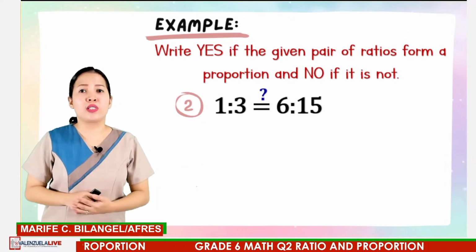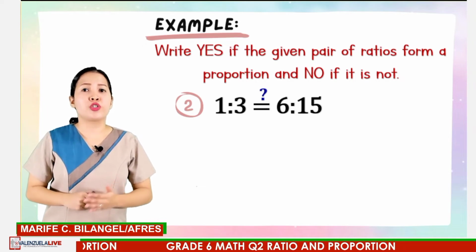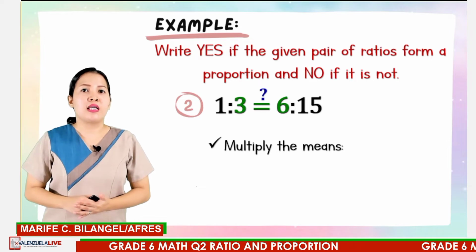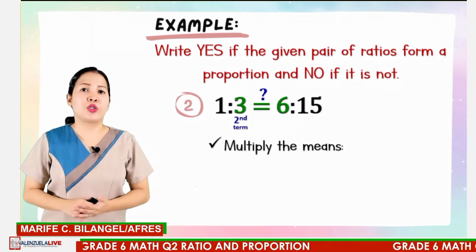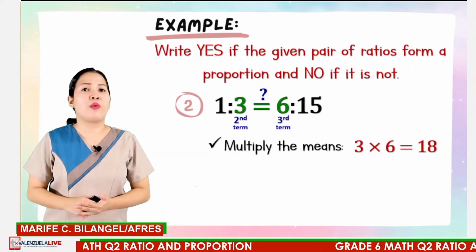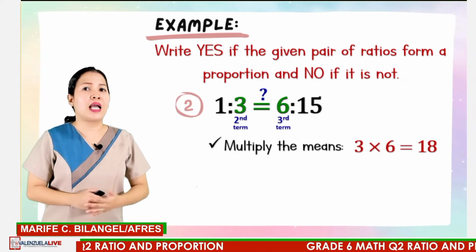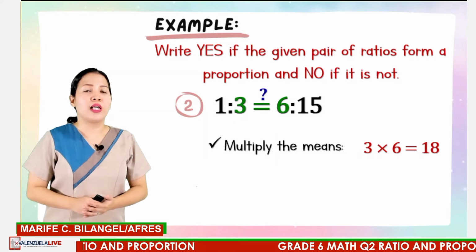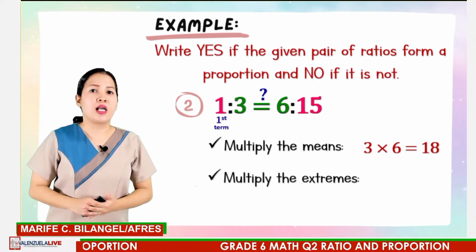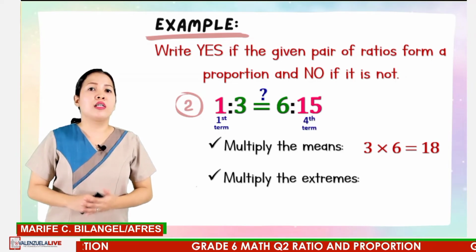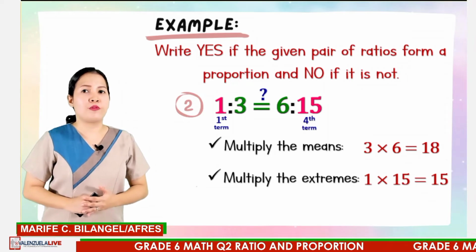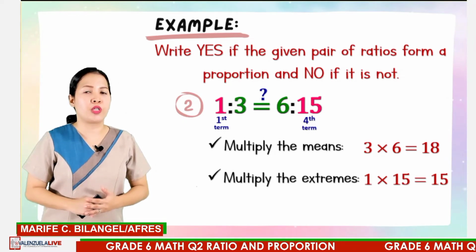Let us follow the same procedure. The first thing to do is to multiply the means. So our means is the second term and the third term. Our second term is 3 and our third term is 6. 3 times 6 is equal to 18. Next, let us multiply the extremes. Our extremes are the first term and the fourth term. Multiply 1 times 15, so that is equal to 15.